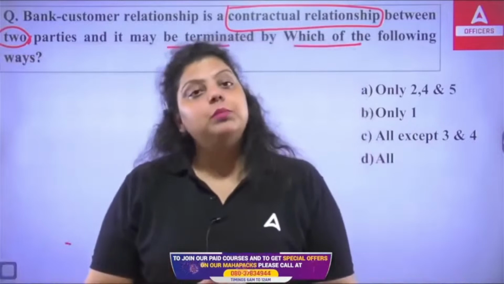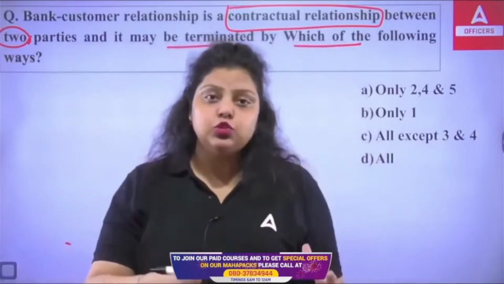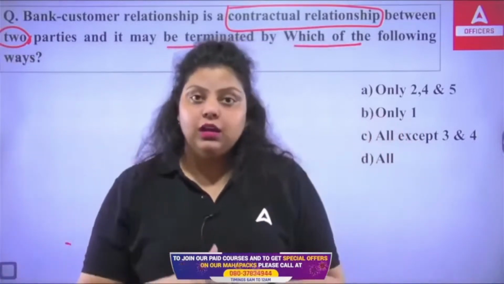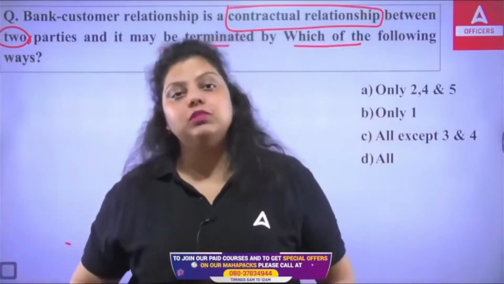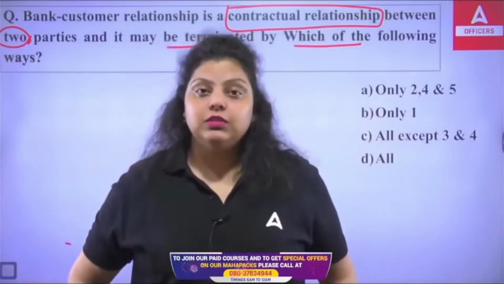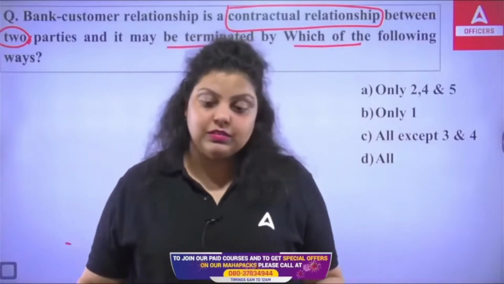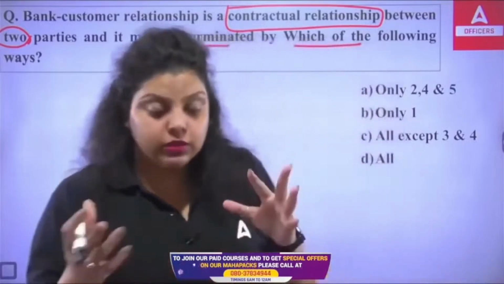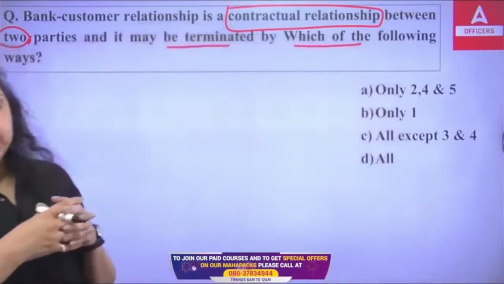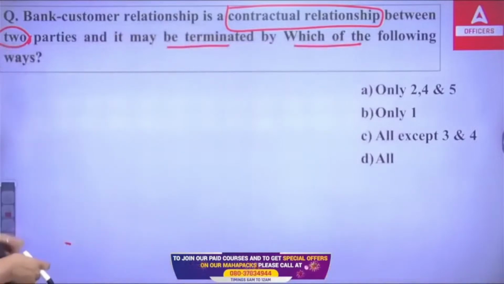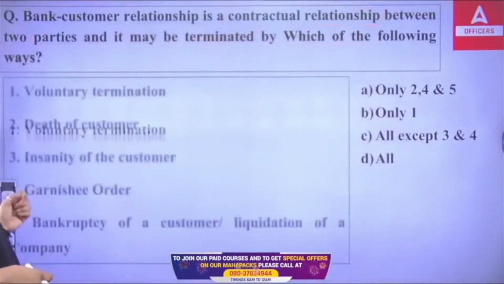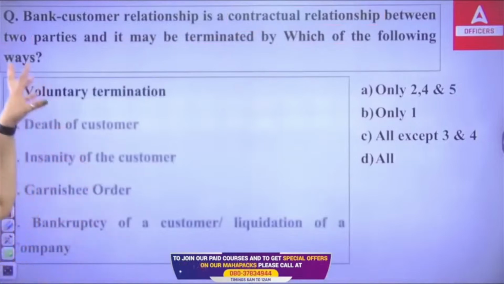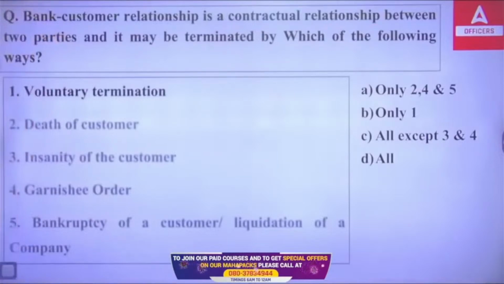Contractual relationship simply means bank and customer have become the partner of each other in performing a certain service or product, financial product and services, and they are helping each other in their requirements. So they have created a contract among them, and accordingly they are working together. If you want to terminate, the termination of the contractual relationship between a bank and a customer can be done in which condition? In which ways can it be done?